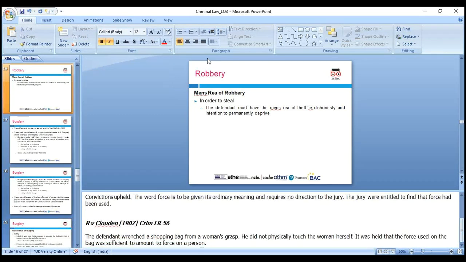Of course, we need a bundle of evidence. Shopping bag of a woman grabbed: he did not physically touch the woman himself, but it was held that force was used.